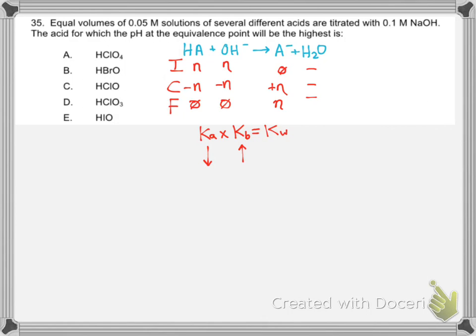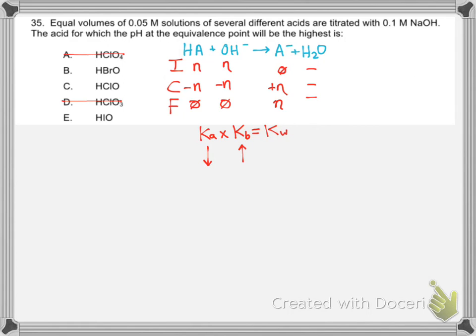A few of these we can eliminate right off the bat. So this one right here and this one right here. Why can we eliminate those? Well, chloric acid and perchloric acid, those are strong acids. They're going to leave negligible conjugate bases. So in this case, the pH would be 7 at their equivalence points. But now we've got 3 possible candidates, and we're trying to find the weakest.